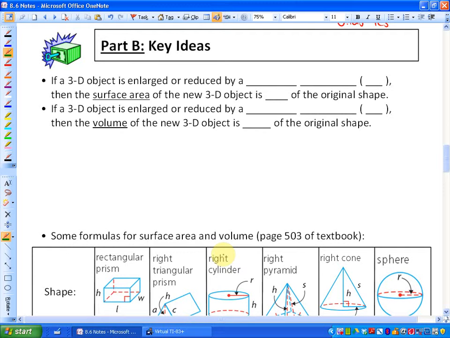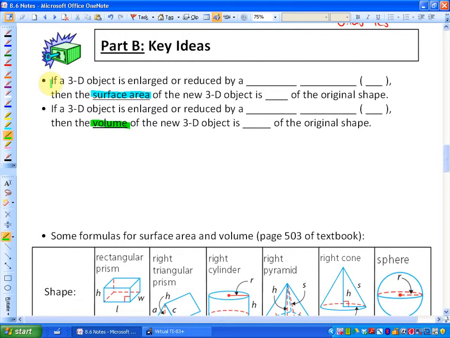In this lesson, we are just going to look at the key ideas that we learned from the previous activity. If you did the previous activity, you learned something important, and I'm just going to summarize what that is and give you a few other formulas that will come up later on in this particular section. The investigation was: how does scale factor affect surface area, and how does scale factor affect volume?